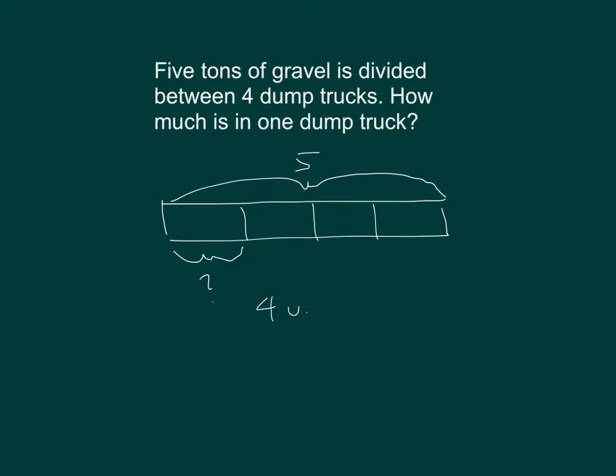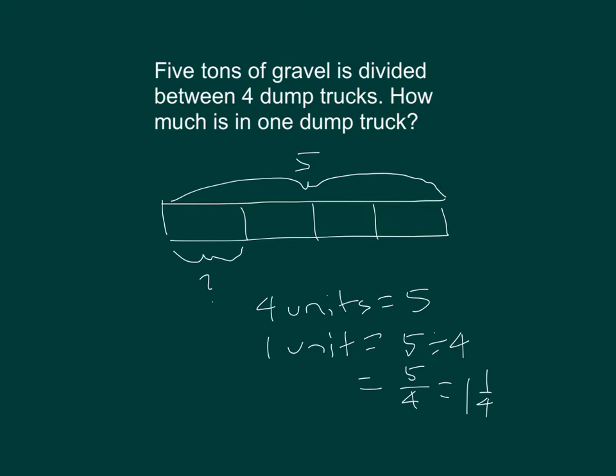Four units equals 5. So 1 unit is equal to 5 divided by 4, which is equal to 5/4, which does equal 1 1/4.